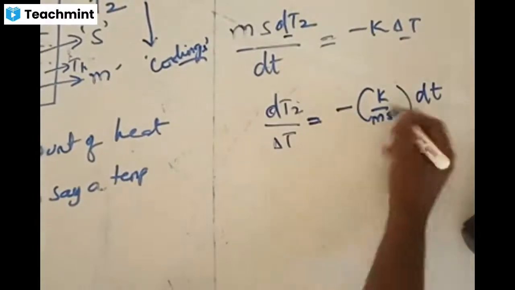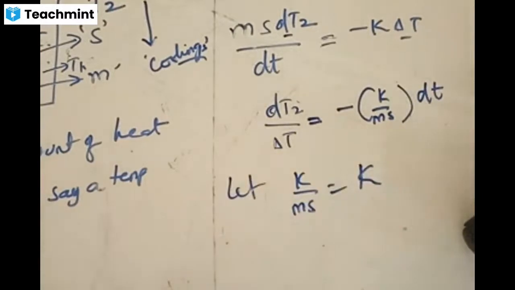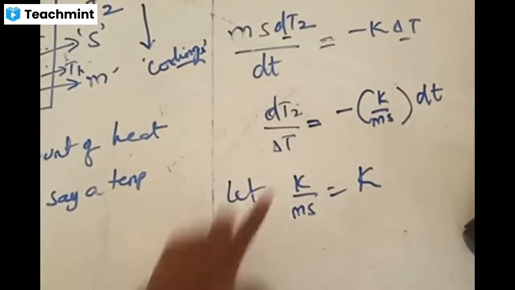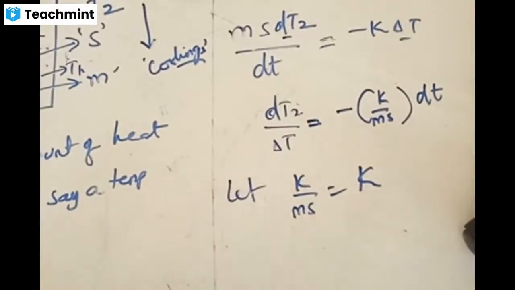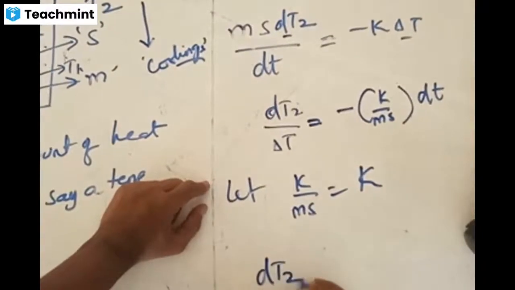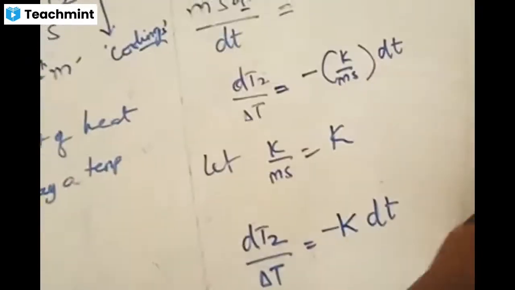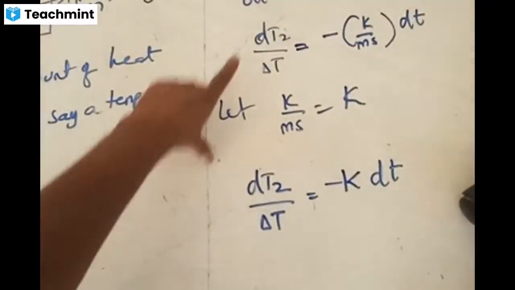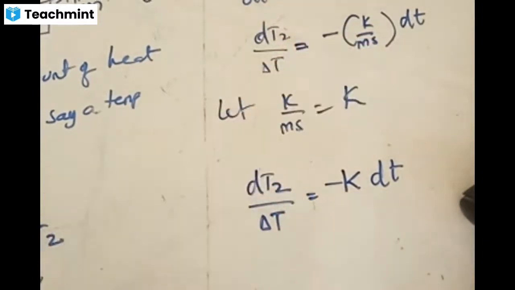Since these three are constant, let us put k by ms equal to some new number called capital K. It is taken in the textbook in the form of capital K, so we are replacing the small k by ms with capital K. Accordingly, what can you write for this? dT2 by delta t is equal to minus capital K times of delta t.